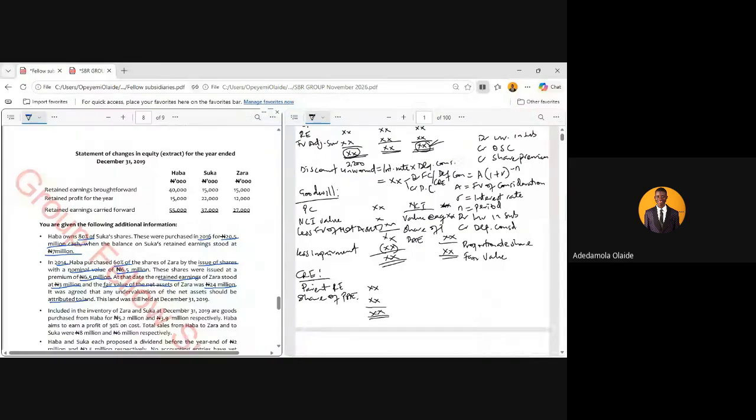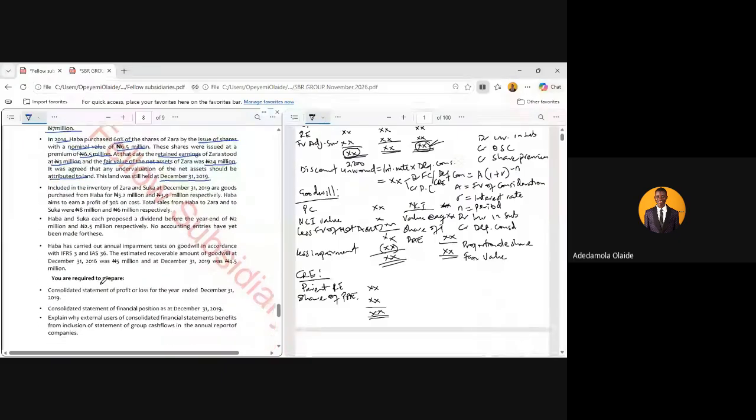They said the land was still held as at 31 December 2019, meaning that the fair valuation we have is not yet realized. Had the land been sold, then it becomes realized. We'll look at it again when we get into the question.